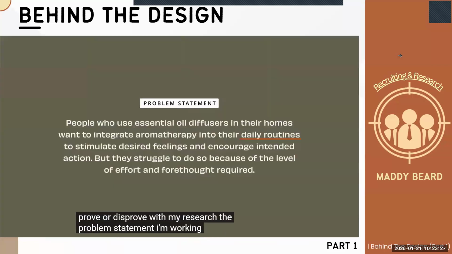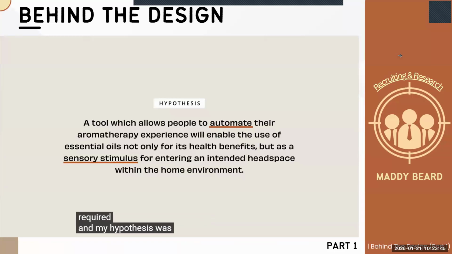The problem statement I'm working with is: people who use essential oil diffusers in their homes want to integrate aromatherapy into their daily routines to stimulate desired feelings and encourage intended action, but they struggle to do so because of the level of effort and forethought required. And my hypothesis was: a tool which allows people to automate their aromatherapy experience will enable the use of essential oils not only for their health benefits, but as sensory stimulus for entering an intended headspace within the home environment.